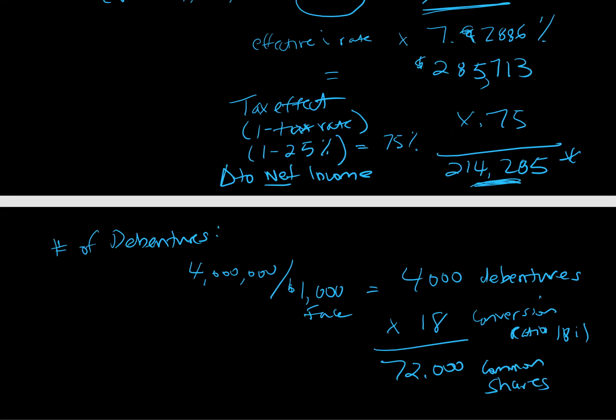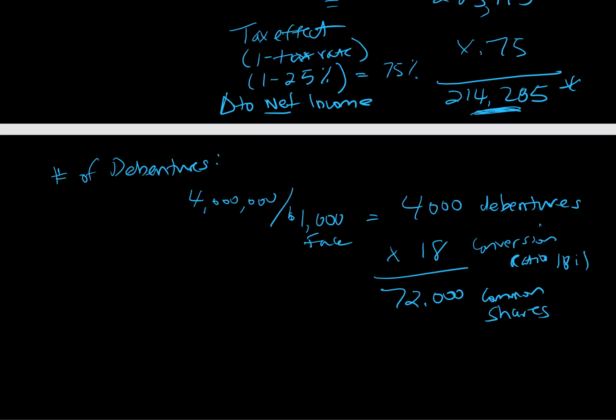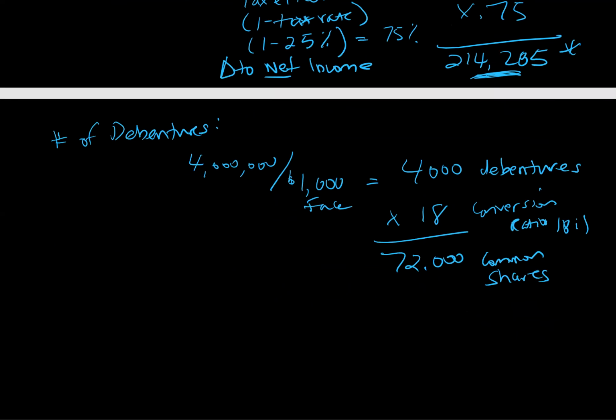Okay, so now we need to figure out, is this going to dilute our earnings? Because we're adding this back to net income and we're adding this many common shares. We can just do a quick calculation to say, is this dilutive? What if it wasn't dilutive? What if it caused our earnings per share to go up? We would not recognize it then. We're only interested in diluted earnings per share, which means that it's going to decrease our earnings per share.